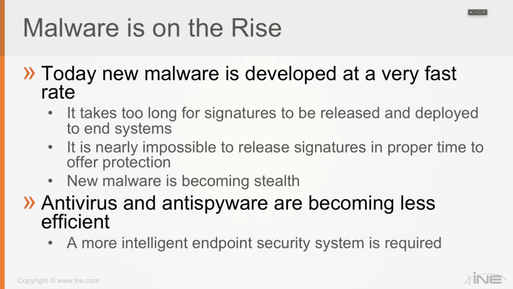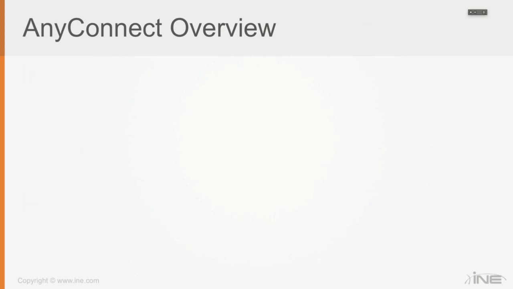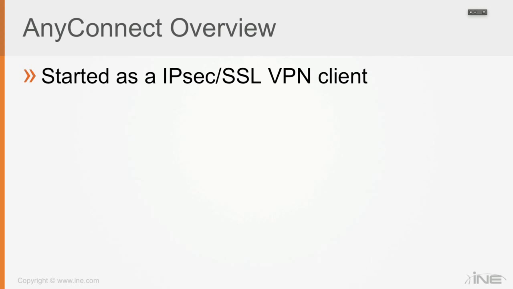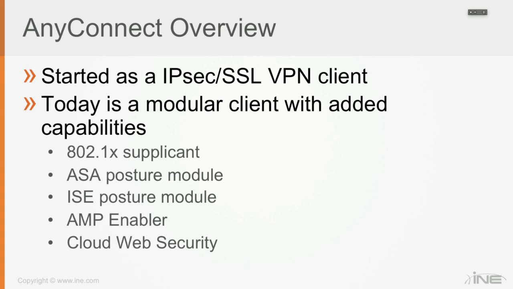We're going to see in a couple of minutes, of course, what the Cisco solution is. It's going to be a module in AnyConnect. So for that reason, we're going to speak about the AnyConnect client of Cisco, which initially started as an IPsec and SSL VPN client, IPsec only with IKEv2, but today is a modular client with added capabilities. When you install AnyConnect, you can choose to install additional modules as well. It has a module which acts like a .NET supplicant. It has the ASA posture module, ISE posture module, AMP enabler, and cloud web security. I'm going to take each of them and speak briefly about some of them, since we spoke about some already, like the cloud web security module.